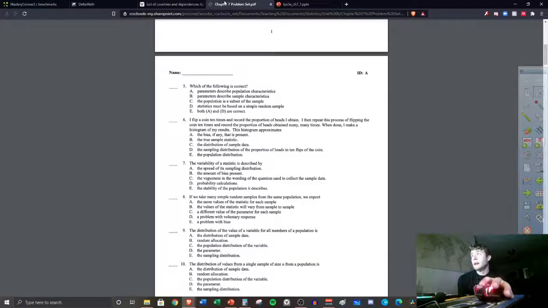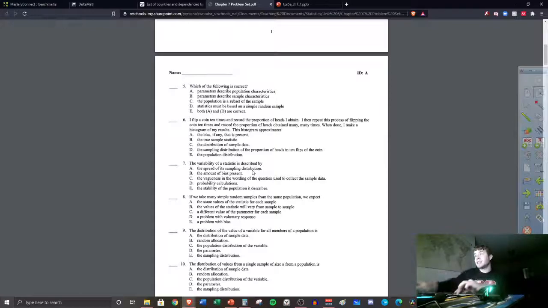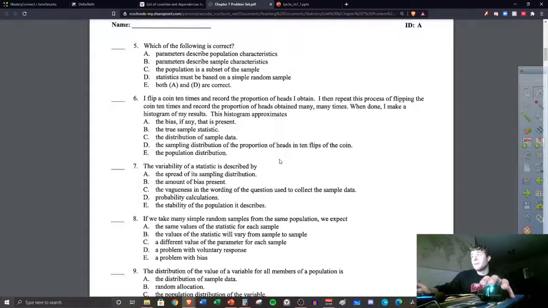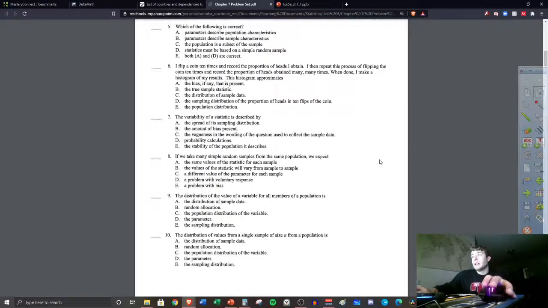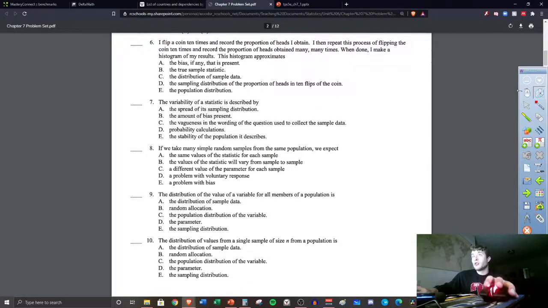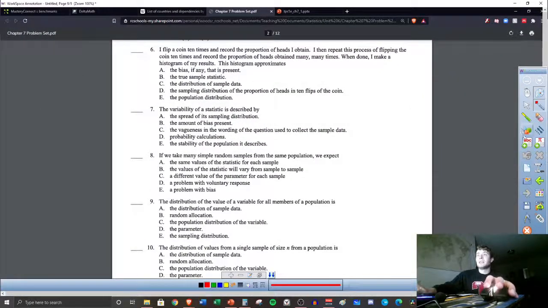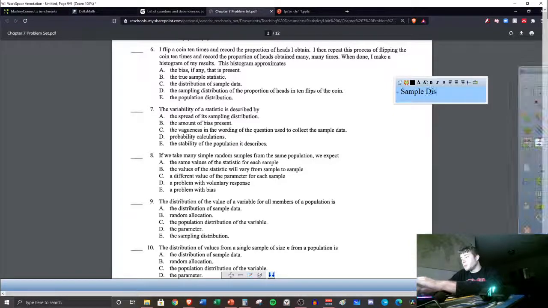Okay. So we're going to start by looking at numbers 6, 9, and 10. What I want to do is give you some hints about what the answer should be. I'm going to write this out to the side over here. One answer should be a sample distribution. One answer should be a population distribution. And one answer should be a sampling distribution.